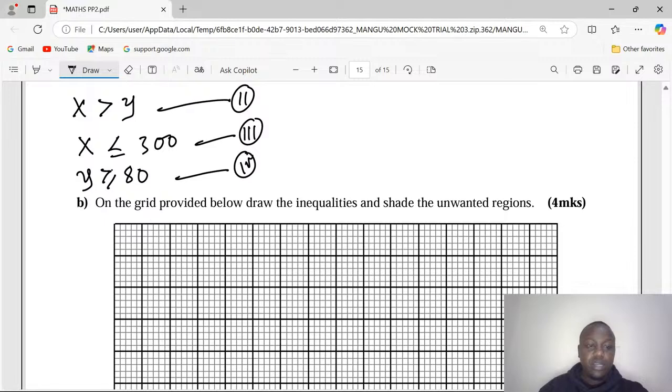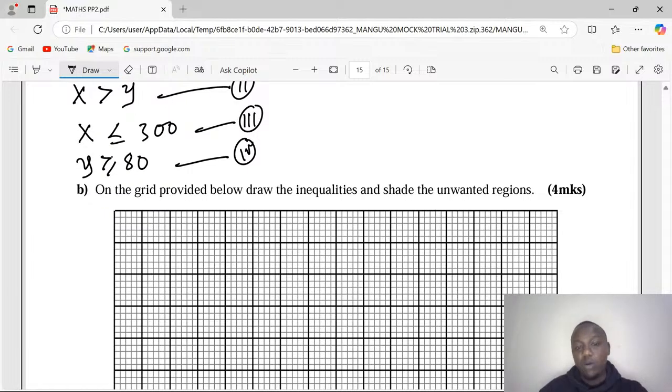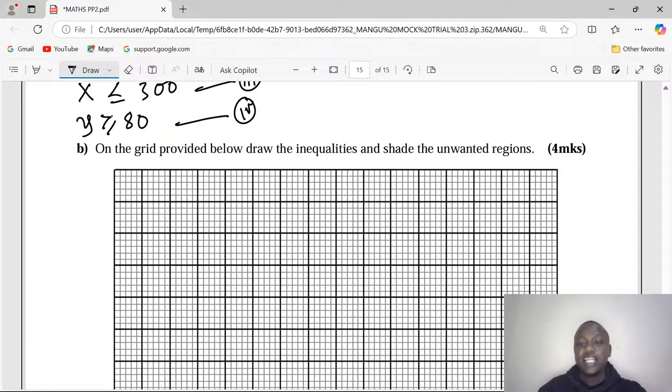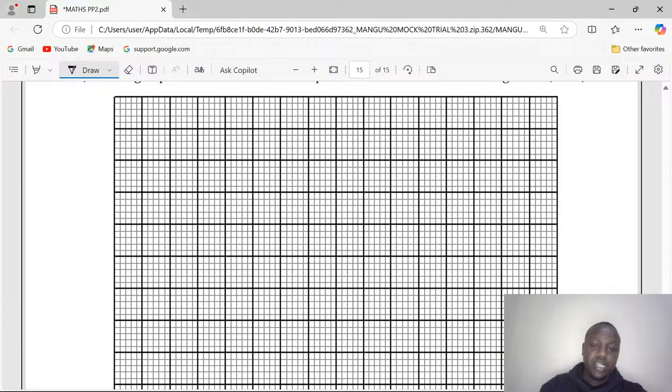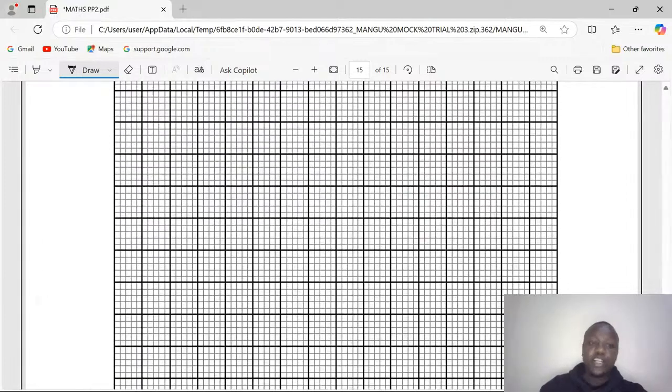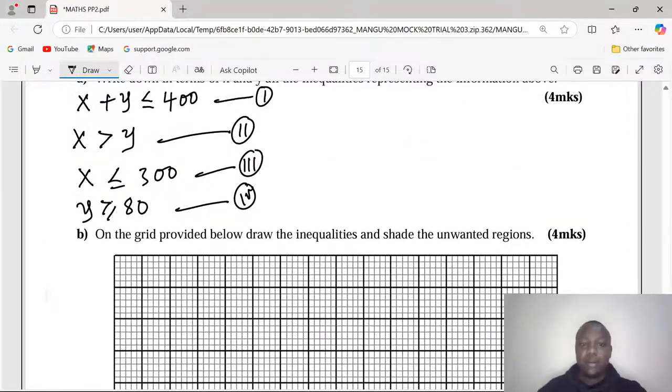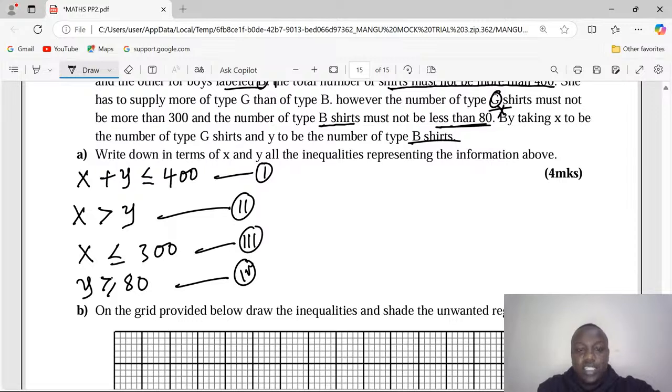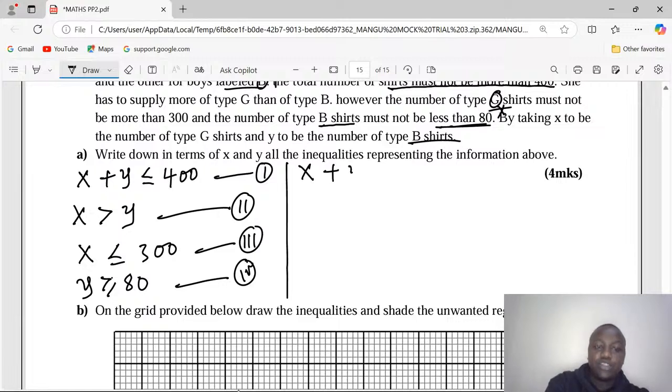Part B. On the grid provided below, draw the inequalities and shade the unwanted regions. This is now what we're going to do as we wind up. It's good to know that instead of inequalities, we plot what we call borderlines, whereby there is a straight line to represent each inequality. For example, from the first inequality, the borderline is going to be x plus y equals 400.